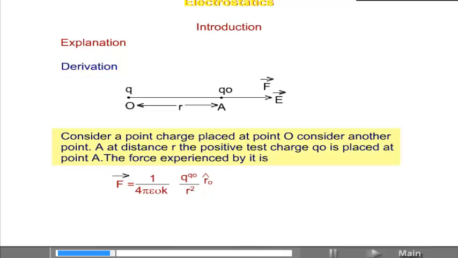Derivation. Consider a point charge placed at point O. Consider another point A at distance r. The positive test charge Q0 is placed at point A. The force experienced by it is vector F is equal to 1 upon 4 pi epsilon 0 K multiplied by Q Q0 upon r square multiplied by r cap.